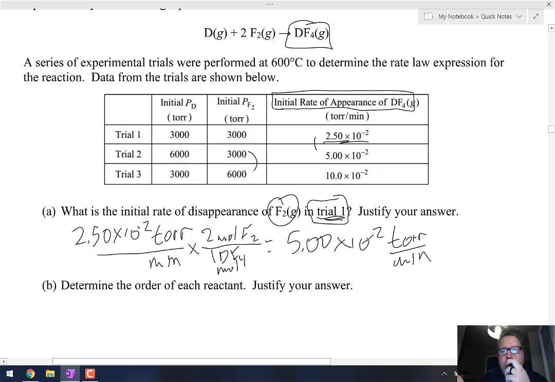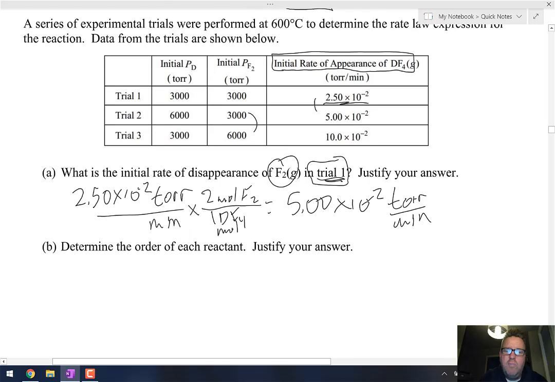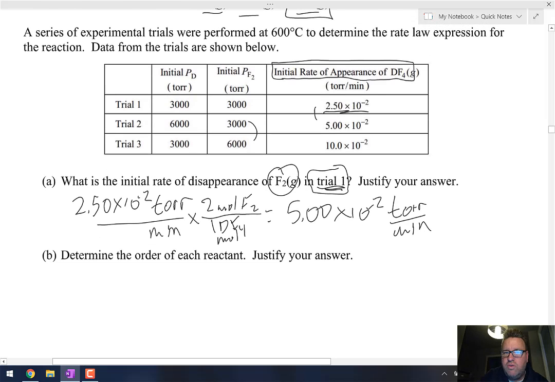Anytime you know the rate of appearance or disappearance of one component of this reaction, whether it's in torr or moles per liter, whatever, or atmospheres, anything, you can use stoichiometry to convert from one to something else. Okay, don't try to use a rate law in a problem like this. In part B, where it now says determine the order of each reactant, now absolutely yes, you have to use the data to figure out the order. Okay, and again, hopefully now this is getting a little bit easier.